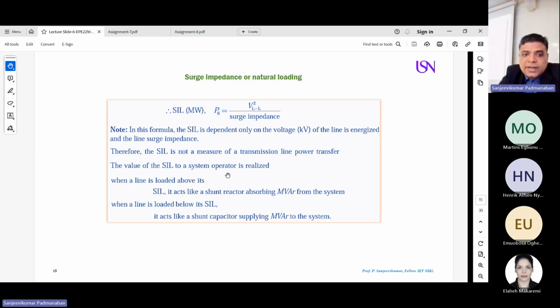System operators have some guidelines. So when the line is loaded above the SIL, as I said, it will act as a shunt reactive absorber. When it is below the SIL value, it works like a capacitor, so you generate MVAr to the system. That's why surge impedance is very important in your transmission line. Do you have any doubts about surge impedance? Otherwise, I will go to the next slide.